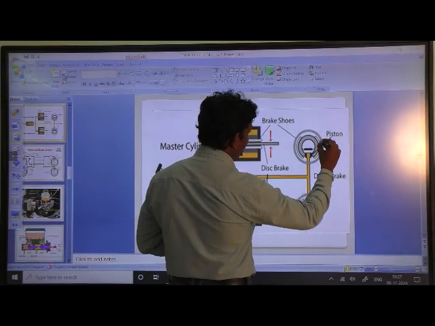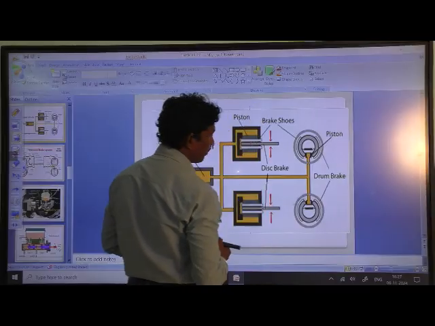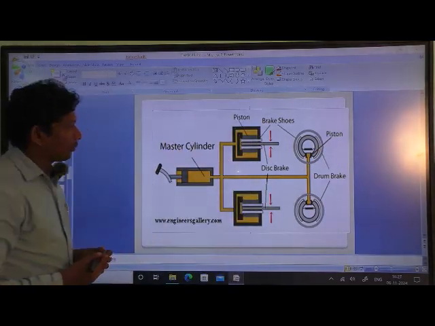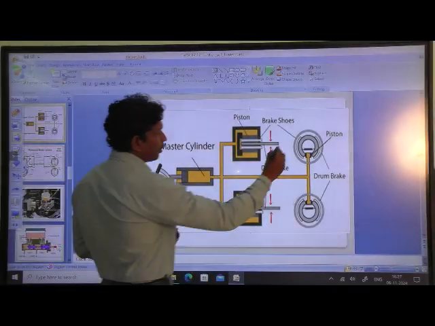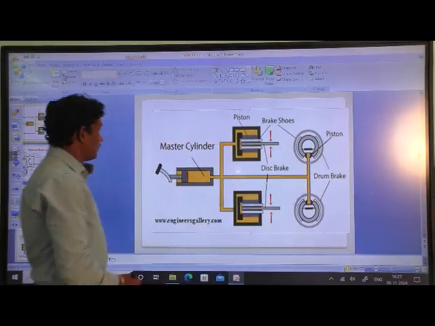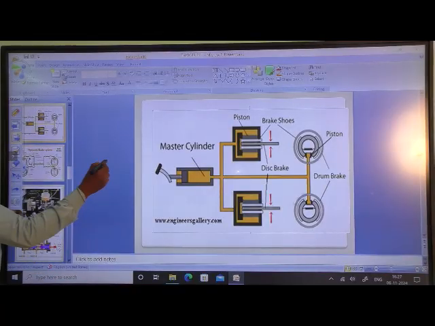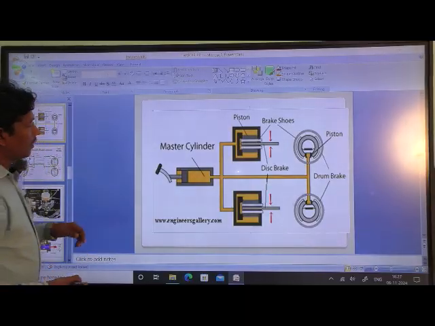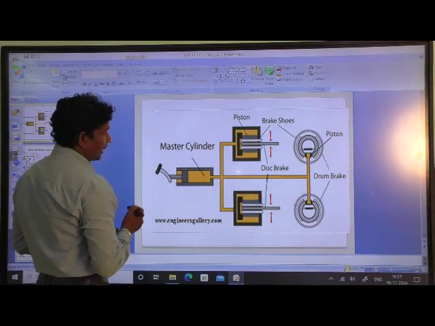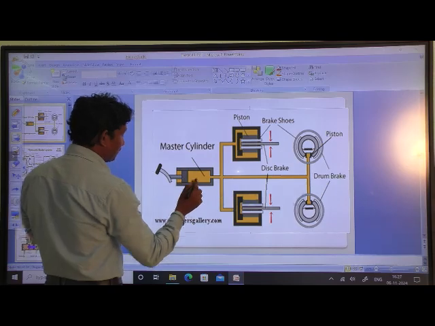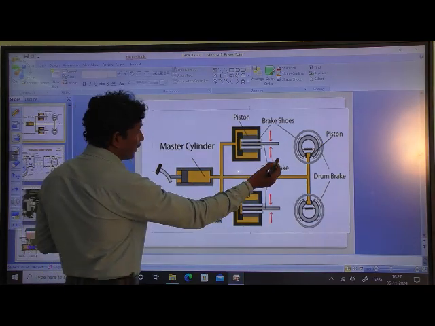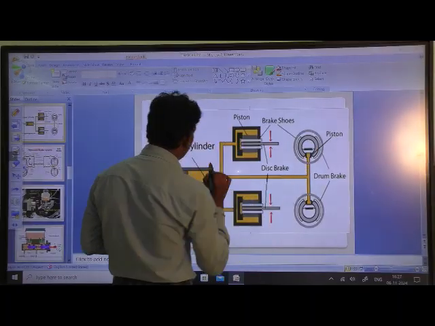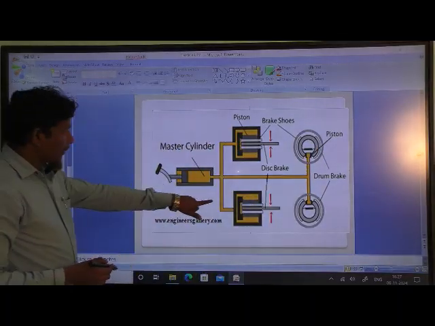Whenever the brake shoe brake lining comes in contact with the brake drum, friction is produced. Due to the coefficient of friction, the rotating drum gets stopped. Again, whenever we release the piston of the master cylinder, or we release the brakes, at that time the pressurized fluid from the wheel cylinder returns back to the master cylinder through the check valve.